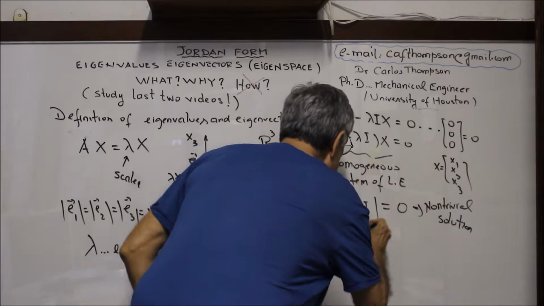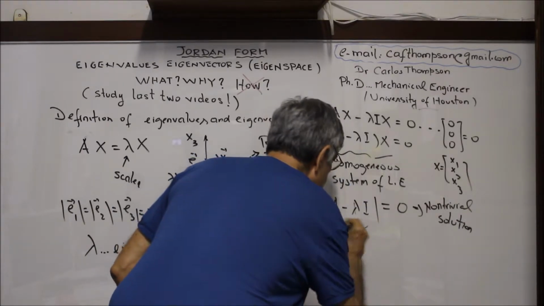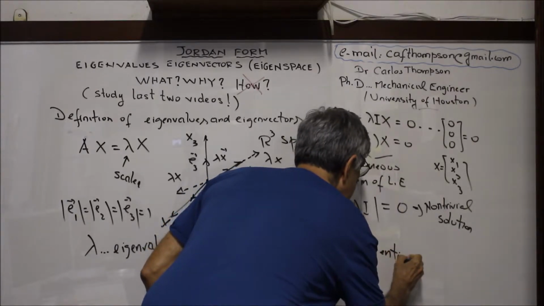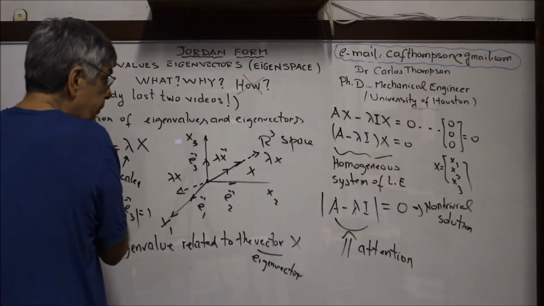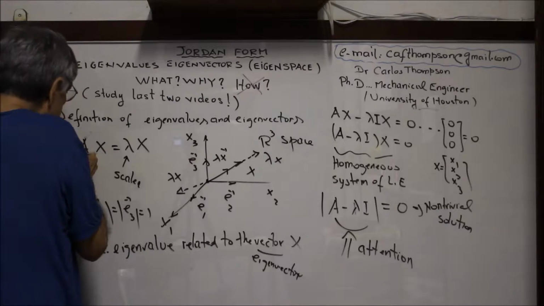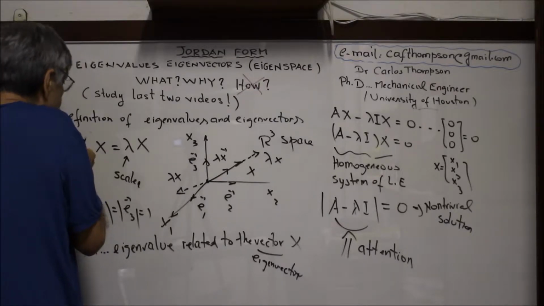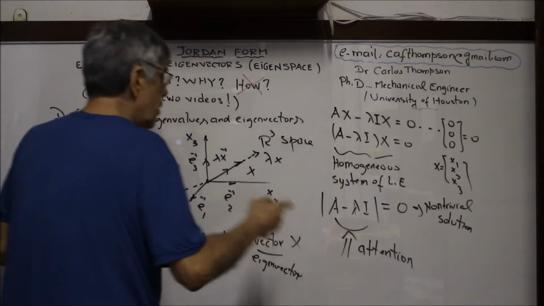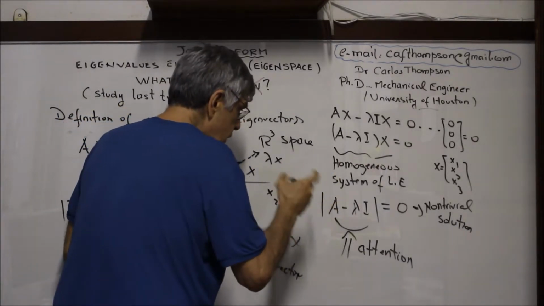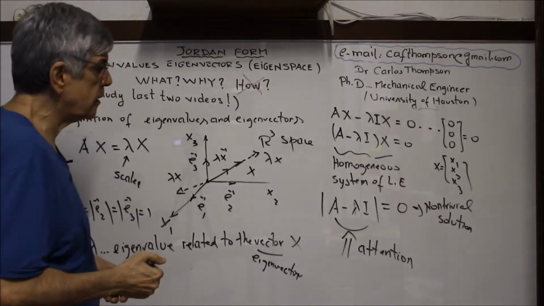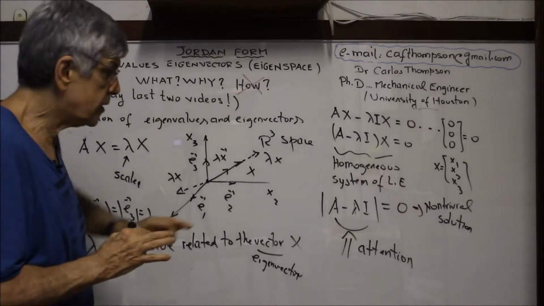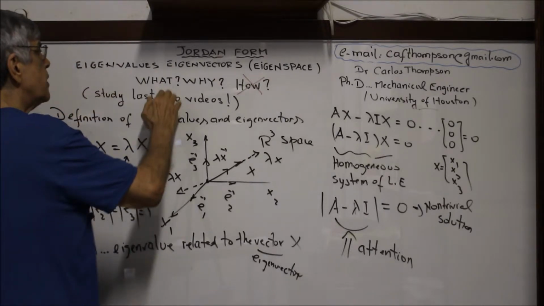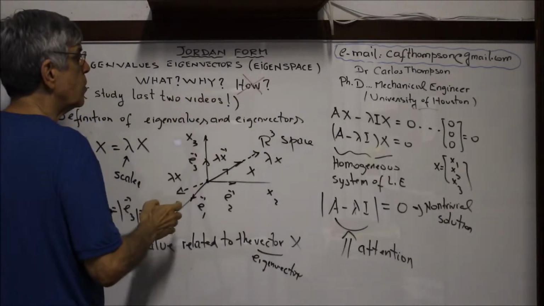Here, you have to pay attention to this. Because you are given A, you think that we have to look at A. But in this case, the goal is A minus lambda I. That's very important. Now, I put here what, why, and how.